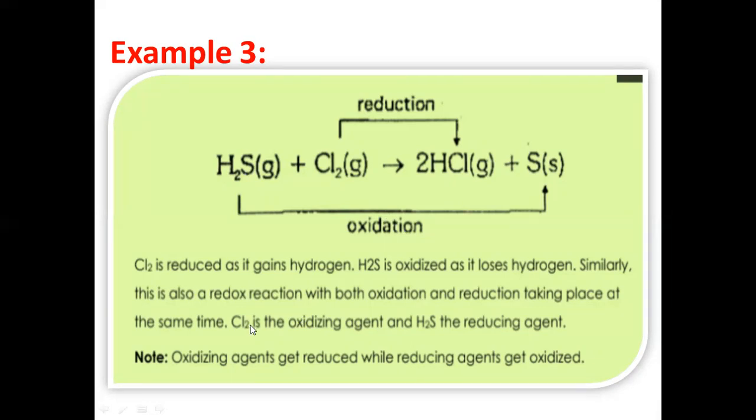So in this case, chlorine is reduced by gaining hydrogen atom, because gaining of hydrogen is called reduction. So chlorine is reduced as it gains hydrogen, while hydrogen sulfide is oxidized because it loses hydrogen. Similarly, this is also a redox reaction, with both oxidation and reduction taking place at the same time. As chlorine undergoes reduction, it will act as an oxidizing agent, and hydrogen sulfide undergoes oxidation, so it will act as a reducing agent.